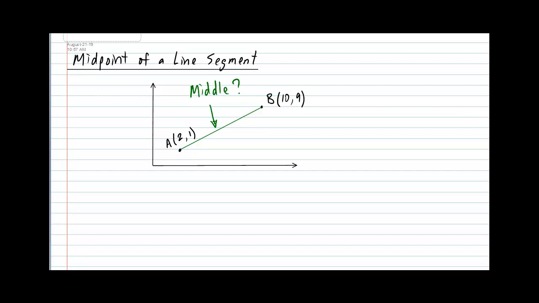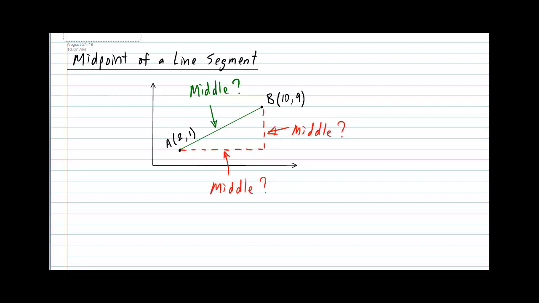In order to calculate the middle coordinate of this line, we essentially have to break it down into two different calculations. One, we have to calculate the middle of the x values of this line, and two, we have to calculate the middle of the y values of this line.